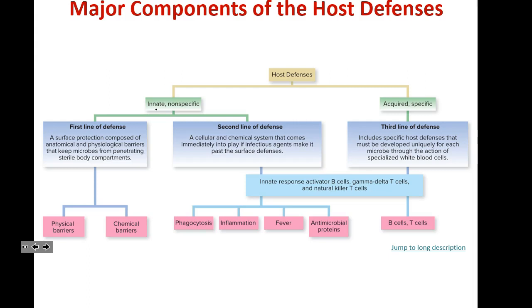The second line of defense is a cellular and chemical system that comes immediately into play if infectious agents make it past the surface defenses. So if it penetrates, if it gets beyond the skin, beyond your nasal hairs, some people have little hairs in their ear.